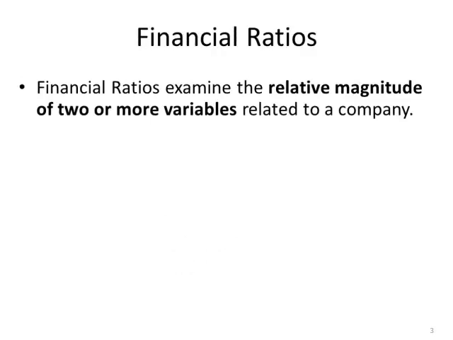So the first thing we want to talk about is what is a financial ratio? Financial ratios examine the relative magnitude of two or more variables related to a company. First think about what exactly a ratio is. A ratio is just the relationship between two particular numbers. For example, 1/2 means a half, which is the ratio of 1 to 2. So a ratio is just a mathematical term looking at one number relative to another. When we talk about financial ratios, we're looking at variables that are related to the company that we're analyzing, and typically these ratios allow us to understand the company better.